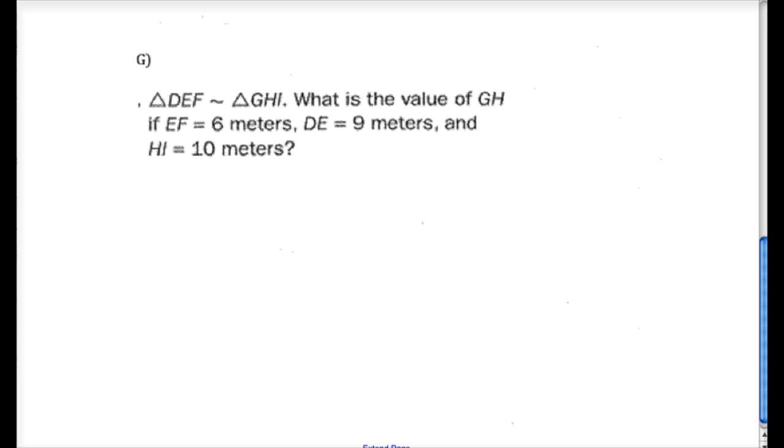All right, last problem. There's our first encounter, guys, with the similar symbol. Have you ever seen the similar symbol before? Put an arrow pointing to that squiggly. That is, is similar to. So, triangle DEF is similar to triangle GHI. What's the value of GH if EF is 6, DE is 9, and HI is 10?